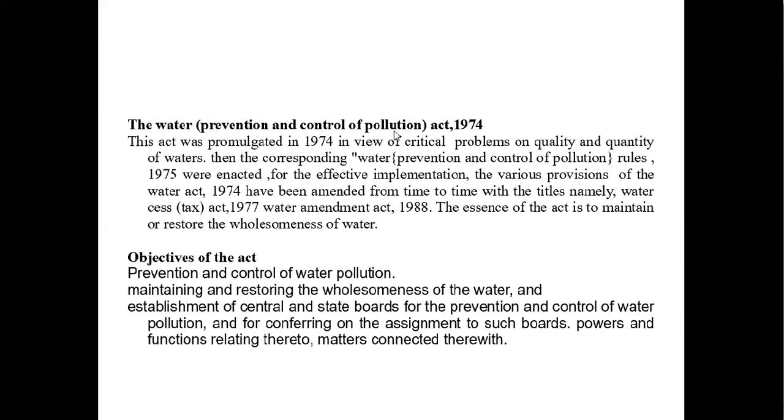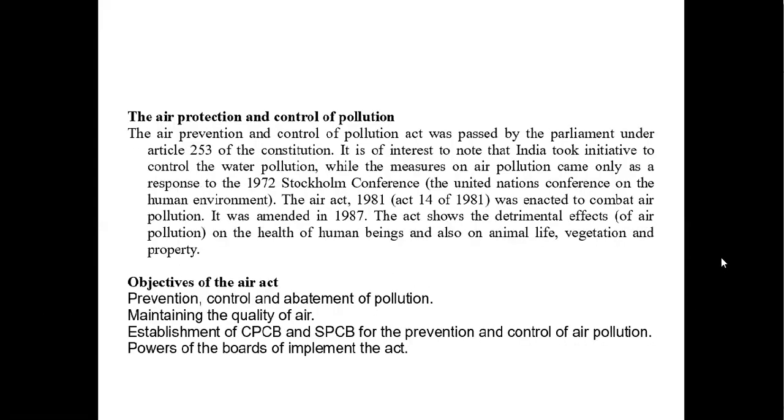And the main objectives of the Water Act 1974 are prevention and control of water pollution, maintaining and restoring the wholesomeness of water, and establishment of central and state boards for the prevention and control of water pollution, and conferring on such boards powers and functions relating thereto. And objectives of the Air Act are to prevent, control and abate air pollution, especially maintaining the quality of air, establishment of CPCB and SPCB for the prevention and control of air pollution, and empowering the boards to implement the act.